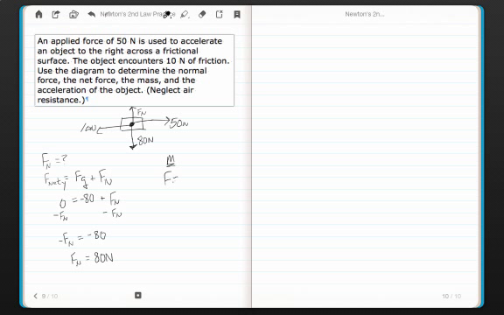Alright, now to find mass. To find the mass, we're going to use our newfound information. We have F is equal to ma. We know that the weight is 80 newtons going down. Now, I should have put in a negative there, but I forgot, I'm sorry.